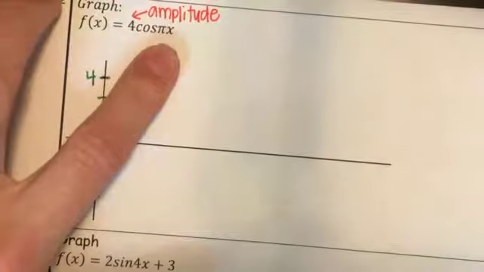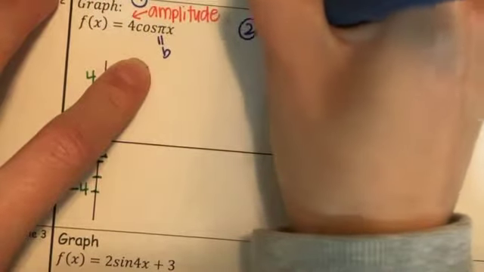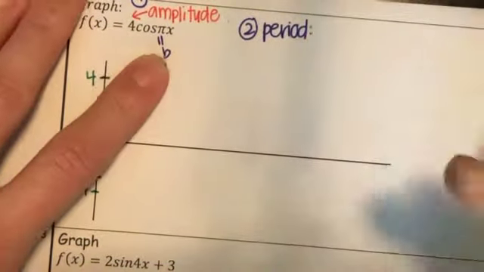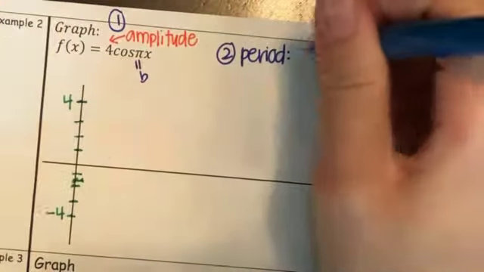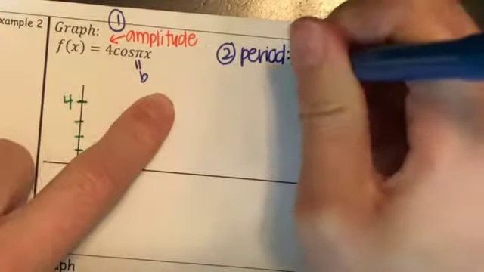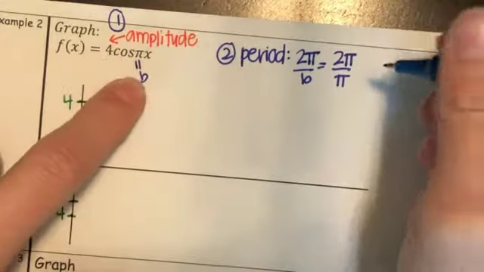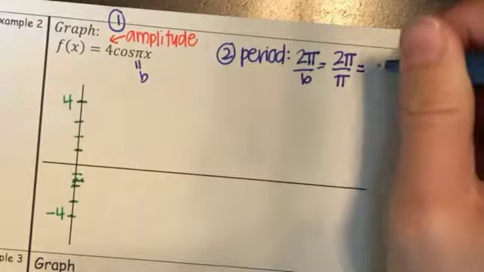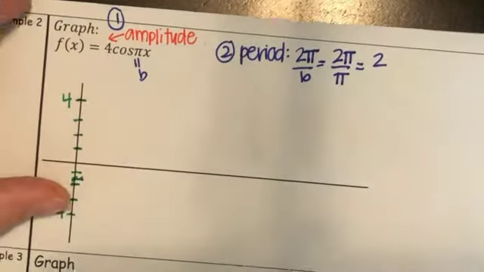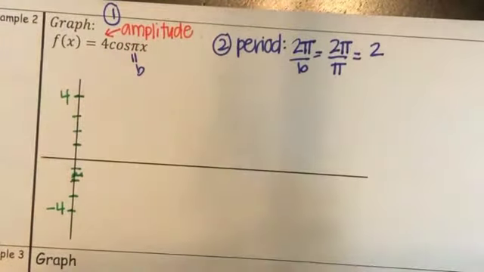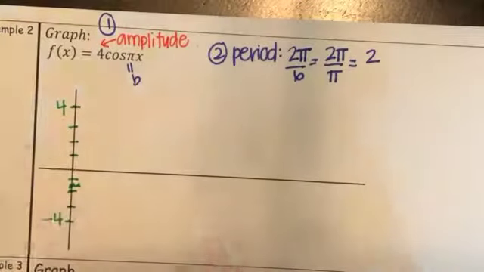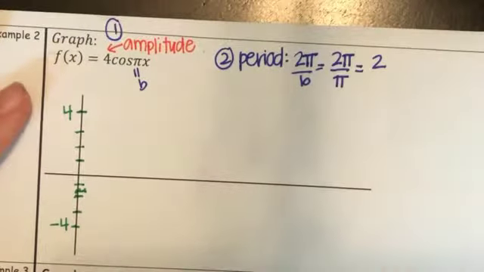Okay, then pi is going to be our b value, which is going to help us determine the period. So that was step 1. Step 2, find period, which is the formula 2 pi over your b value. So it's going to be 2 pi over pi because my b value is pi. So 2 pi divided by pi is going to give me 2. So we're going to go for a period of 2, and then it's going to bounce back between 4. This is our cosine graph.